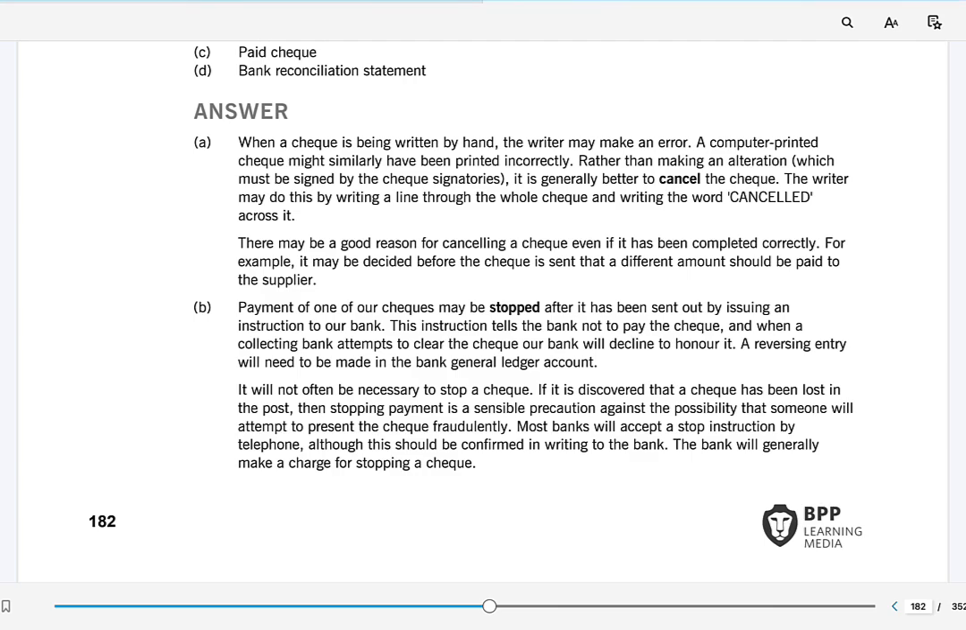Second possibility: the check clears before the stop instruction reaches the bank. In that case, the payment has happened and it remains recorded. So the business must always check the bank statement to confirm what happened. That is why a stopped check is a control topic. It protects the business from incorrect or fraudulent payment.